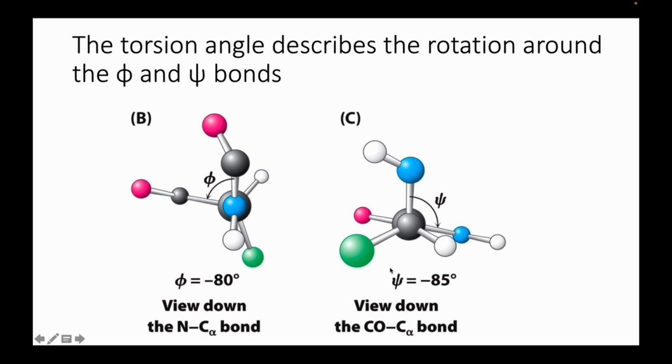The same kind of thing is going on here for the psi bond. So if we line our polypeptide up by that carbonyl to alpha carbon bond and we look down it, we could line up these amine groups. And if they're completely lined up, then our psi angle would be 0. And then as we move them away from each other by rotating along that single bond, we get a psi angle that is not 0.